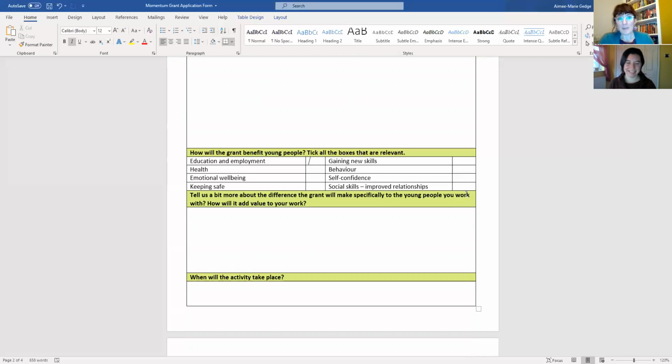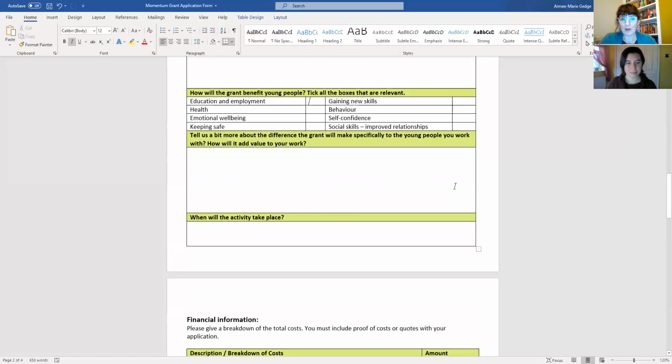And I think that leads us on to the next bit: what difference will this grant make specifically to the young people you work with? How will it add value to your work? What difference will it make to them? So that's just explaining things.